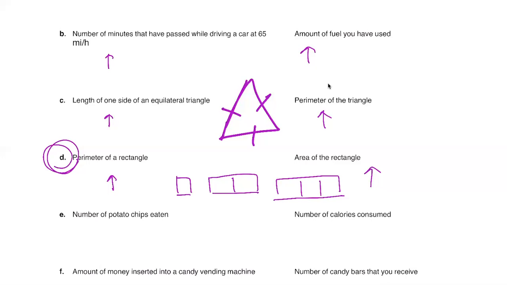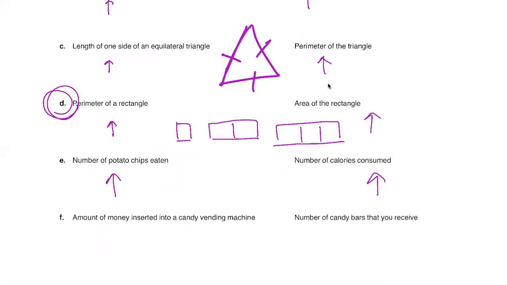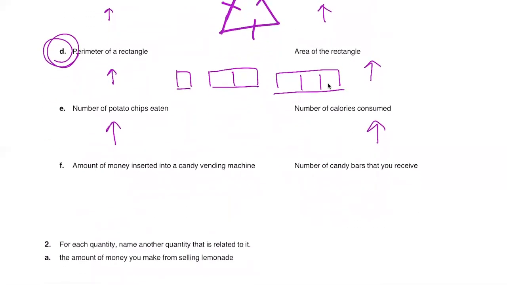Now, as the number of potato chips eaten increases, the number of calories consumed unfortunately also increases. And lastly, as the amount of money inserted in a candy vending machine increases, the number of candy bars you receive should also increase. The more money you put in, the more you should get out of the machine. Assuming the machine's not broken and tries to eat your money, right? That happens. But as you put in more money, it should increase. All right. Well, those are those relationships.